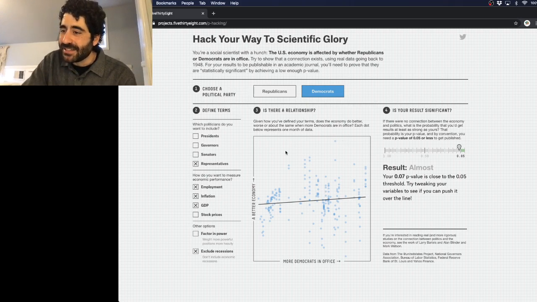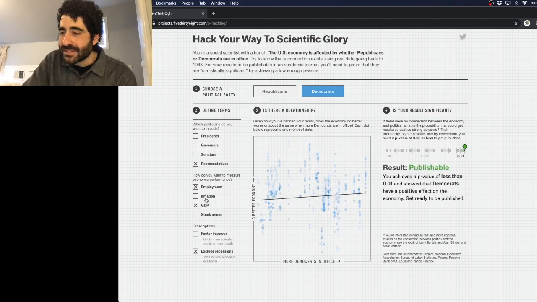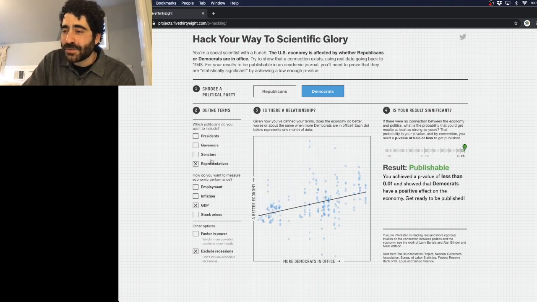So right now we're asking whether having more Democratic representatives is improving the economy along these three measures. Let's do this one maybe. So if we do it this way, and let's take this off. Each dot here is a year, and the x-axis is how many Democratic representatives are in the House of Representatives. You can see there's this positive correlation. When more Democrats are in office, there's a higher GDP. And we got a p-value of less than 0.01, which is great.